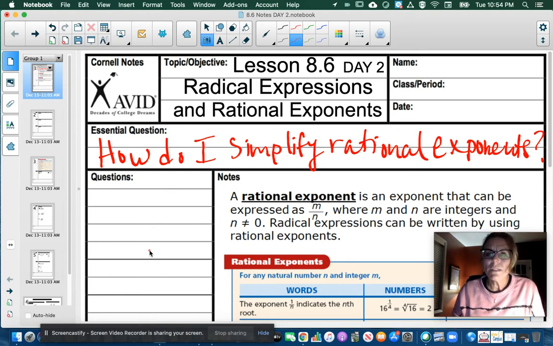Lesson 8.6, Day 2, Radical Expressions and Rational Exponents. The essential question is, how do I simplify rational exponents? Please write the essential question down now.